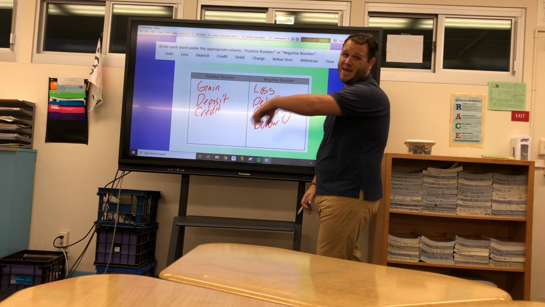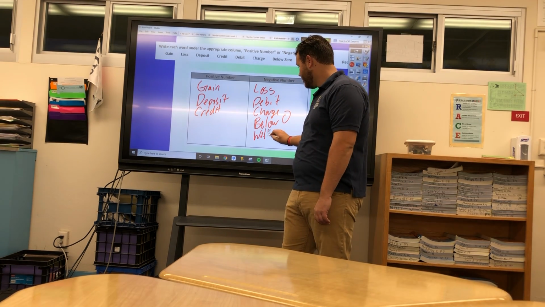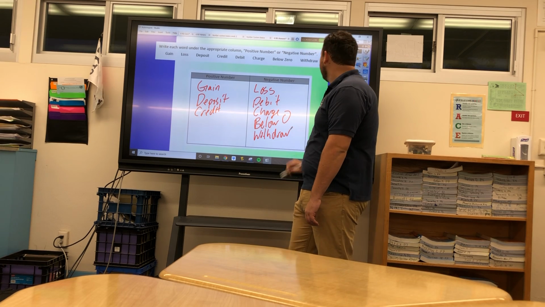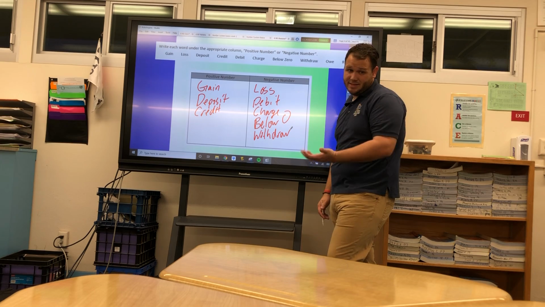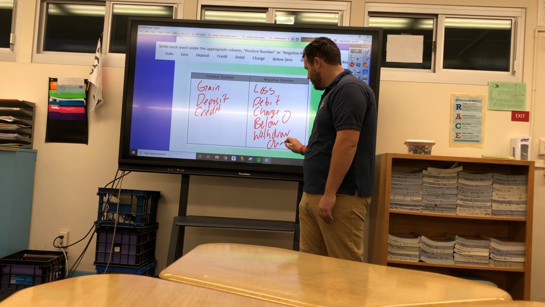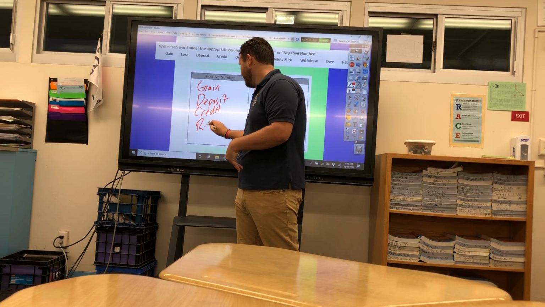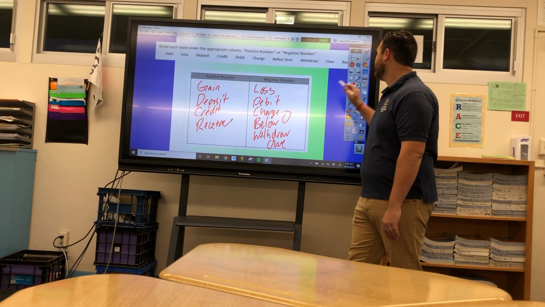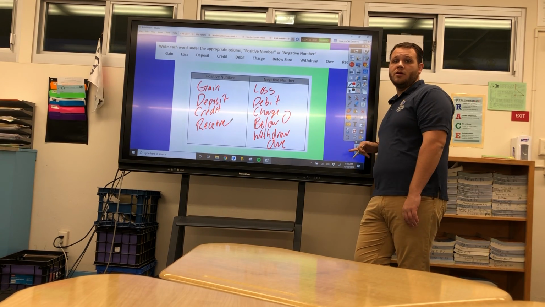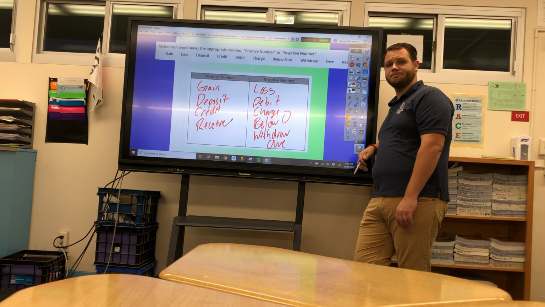Withdraw, it's taking money out of your bank account. So again, that's going to represent a negative number. Owe, guys, we owe money. That's a negative number. And receive, that's us getting money. Receiving is generally a positive number. Okay? Can you think of any other words that represent positive numbers or negative numbers?